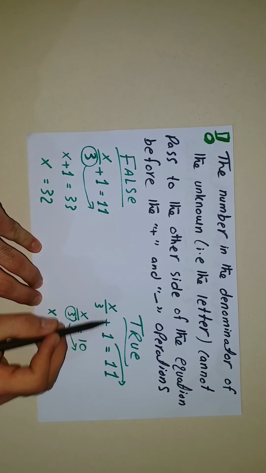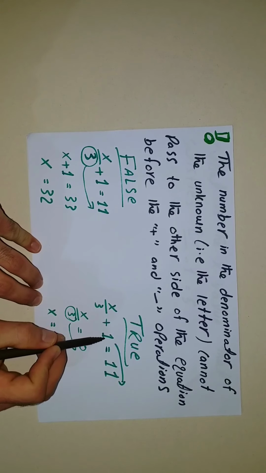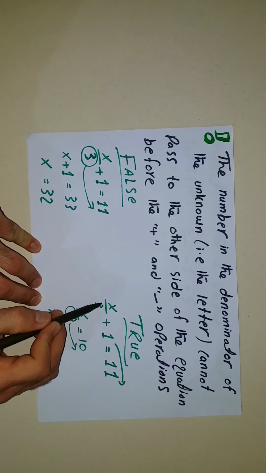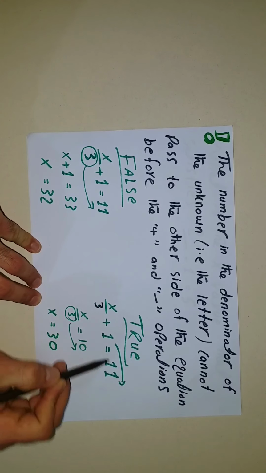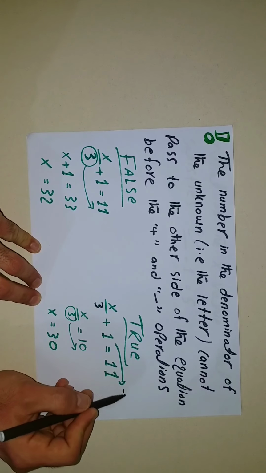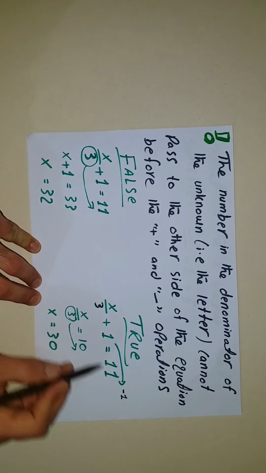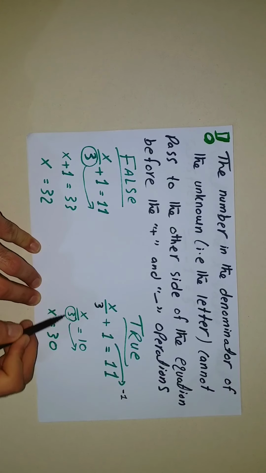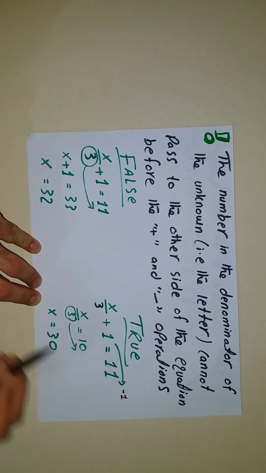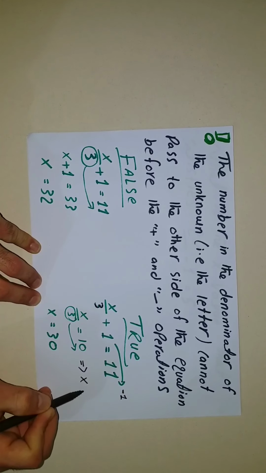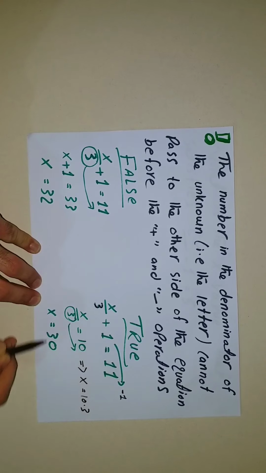So if there is a plus and minus, first you have to transfer this one. First you have to solve this one. x divided by 3 plus 1 is equal to 11. First I will transfer this one to the other side. It will be minus 1. So 11 minus 1 will be 10. x divided by 3 is equal to 10. So if it is in division, it will go to the other side of the equation as a multiplication. x is equal to 10 multiplied by 3, x equal to 30.